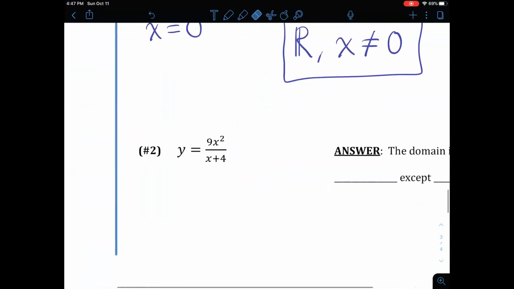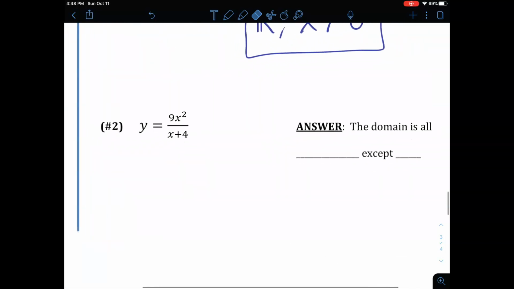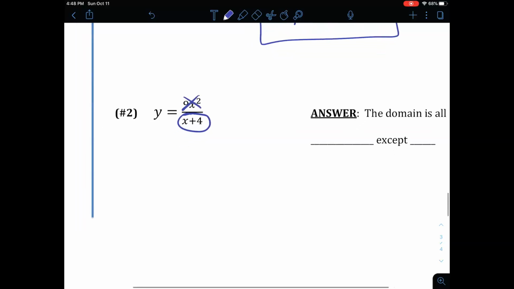So now the next one we have is y equals 9x squared over x plus 4. Well, same thing. We're looking for what makes the denominator equal to 0. Not the top. We're going to circle the bottom here. People try to do this all the time, and it really frustrates me. They go like that. We don't care about the top. The top does not matter. That will not make a domain problem. What makes the domain a problem is the denominator when it equals 0. So don't be setting the top equal to 0.